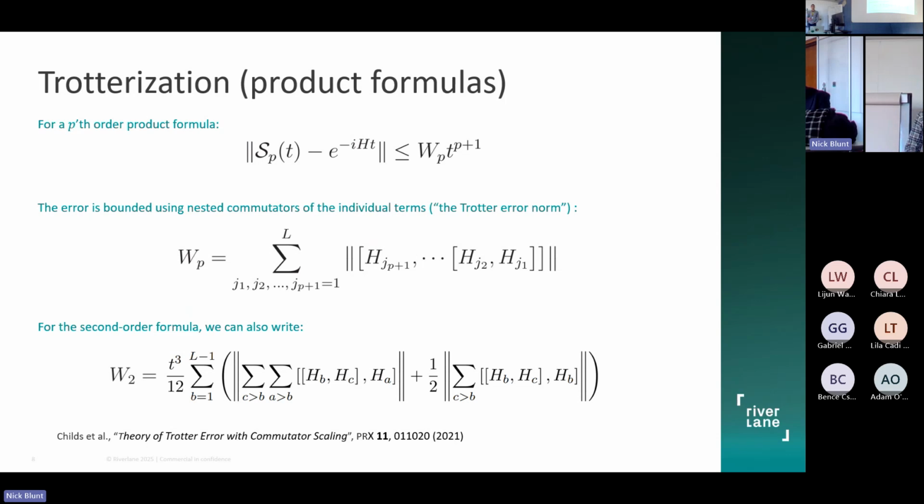These tend to be a lot more complicated, and I think they're less widely used. But in general, if you have a p-th order formula, then the error will go as t to the p plus 1. Importantly, there's also this prefactor W_p, which I call the Trotter error norm. This is related to the commutators of the individual terms, and it is some nested commutator in the general case. I think it's important to point out this is just a bound, and in some cases the actual Trotter error is much less than this.